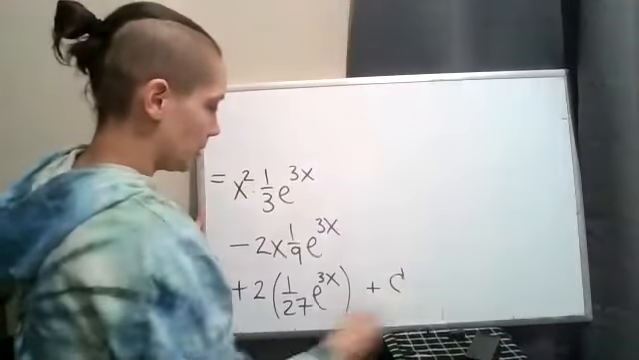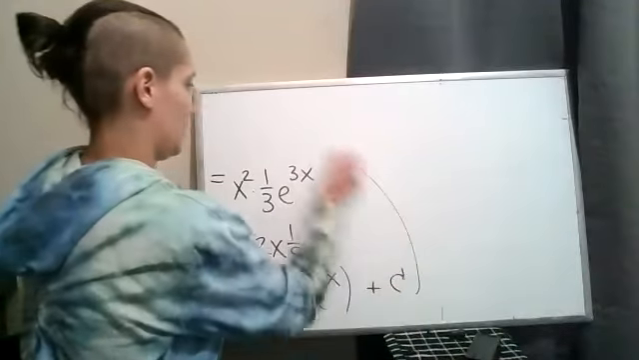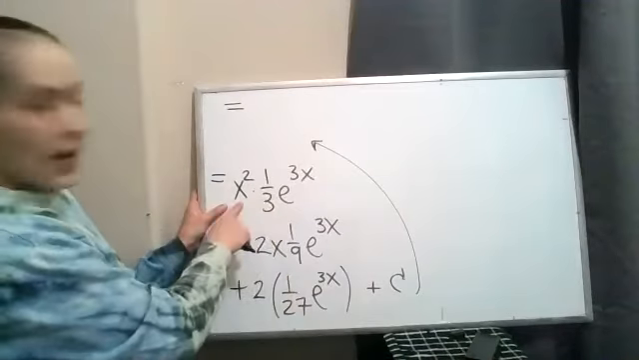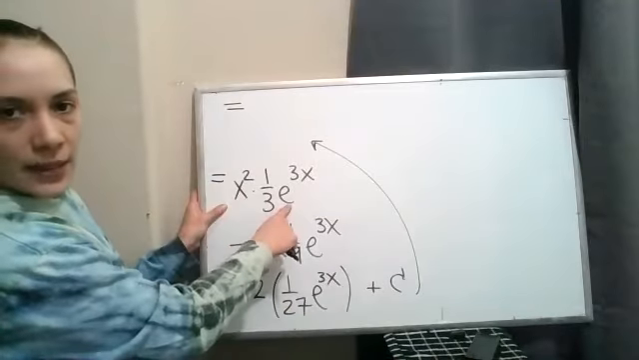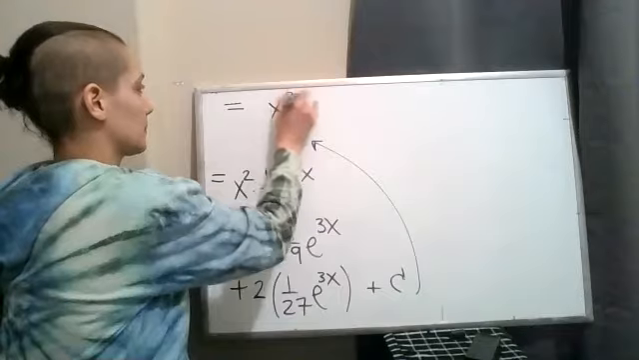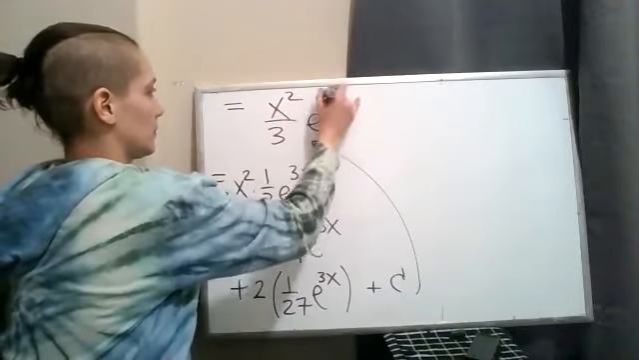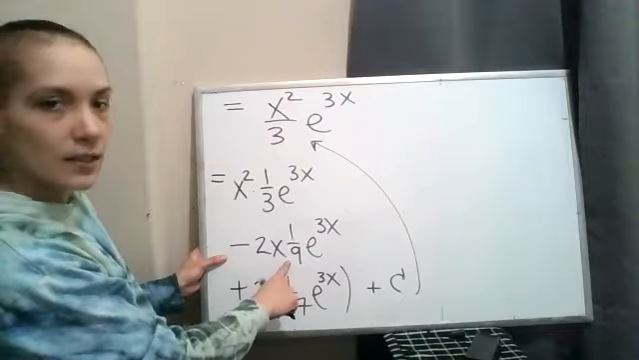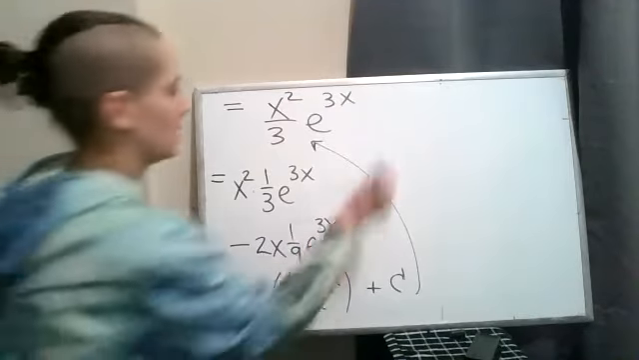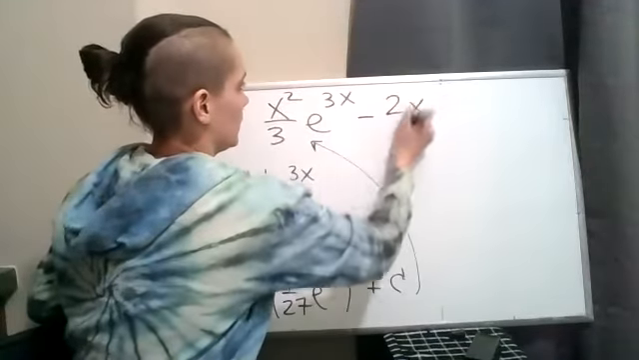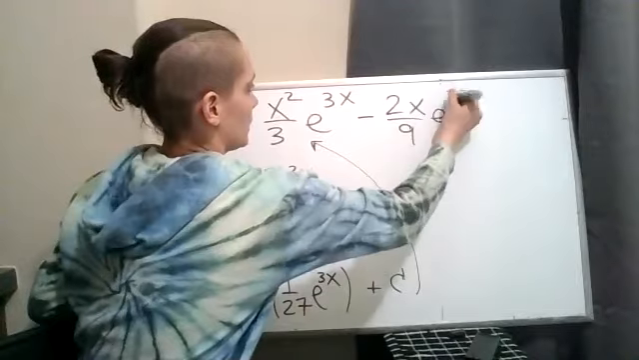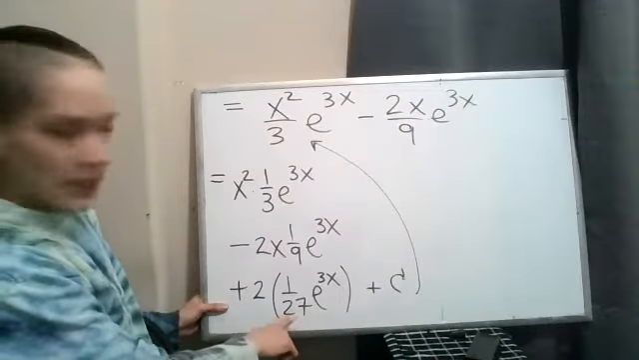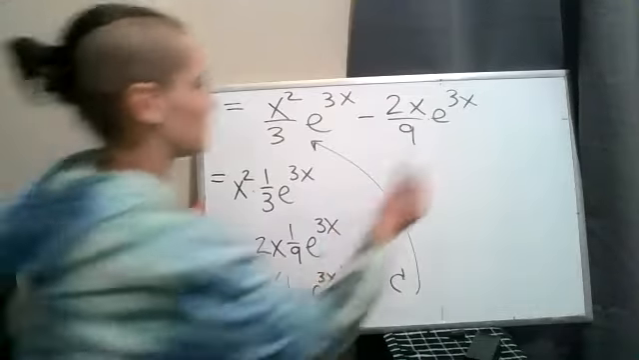Okay, this is equal to x squared over 3 e to the 3x. Subtract 2/9 x, let's put 2x over 9, that looks a little better, times e to the 3x. And then add 2/27 times e to the 3x.